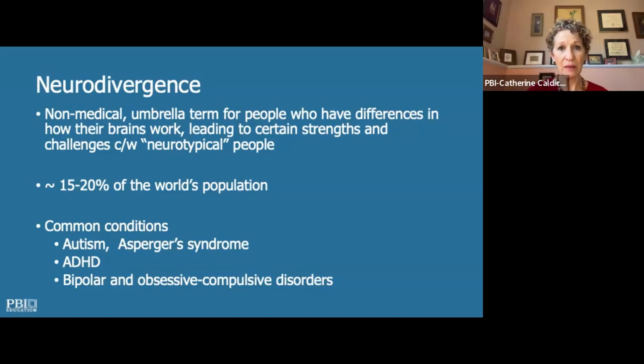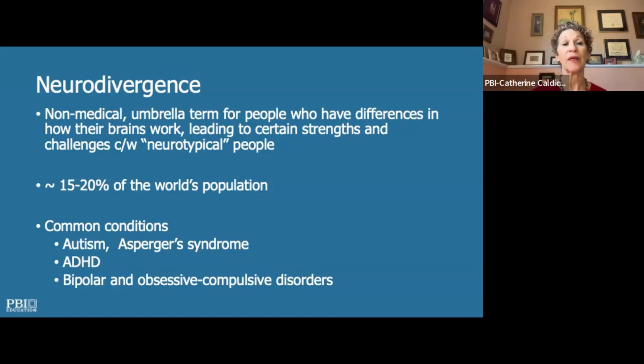So it's a non-medical umbrella term for people who have differences in how their brains work, leading to certain strengths and also challenges compared with so-called neurotypical people. I want you to know about this because it's pretty common, 15 to 20% of the world's population. And of particular relevance to you, certain conditions are common among people who identify as neurodivergent, and those conditions may be considered impairments necessitating the involvement of a PHP.